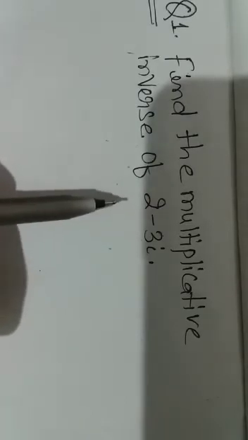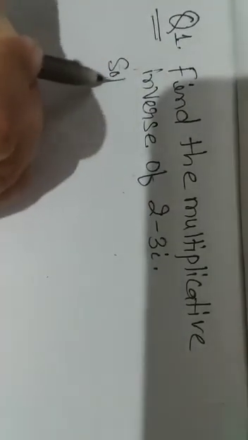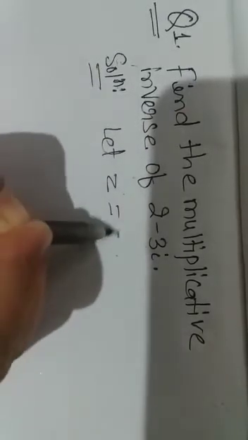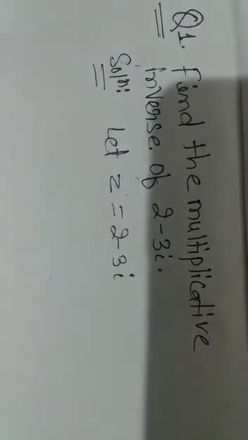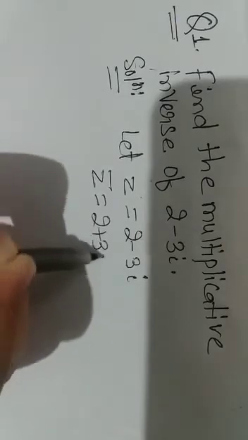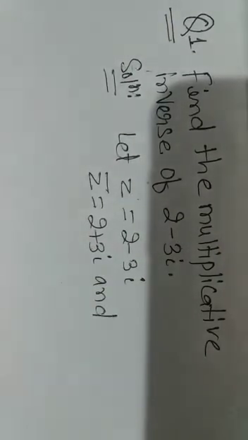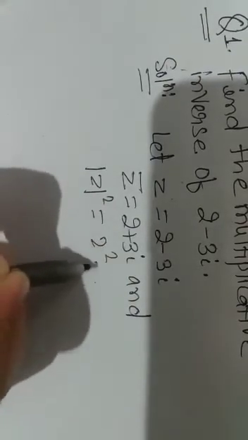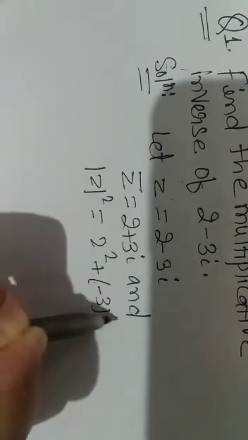Now see, our first question is: find the multiplicative inverse of 2 minus 3i. In our previous class, we have seen the formula for finding the multiplicative inverse. So for this, let z equal 2 minus 3i. So z conjugate will be how much? Here 2 minus becomes 2 plus 3i, and we write mod z square equals 2 square plus minus 3 square.